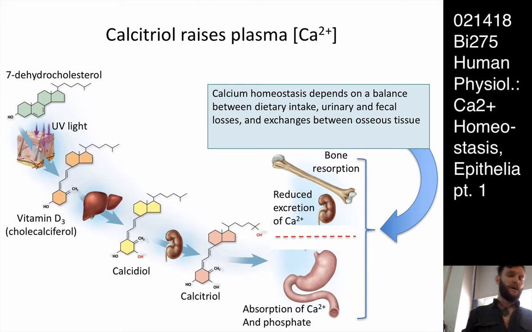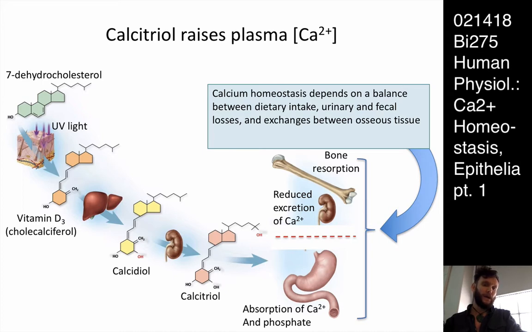How does it do it? Well, first of all, we have to talk about how we get it, where it comes from. Calcitriol is a fat-soluble hormone that is derived originally from cholesterol, and specifically 7-dehydrocholesterol. It's an unsaturated variety of cholesterol that's found in the skin, helps your skin to remain supple.